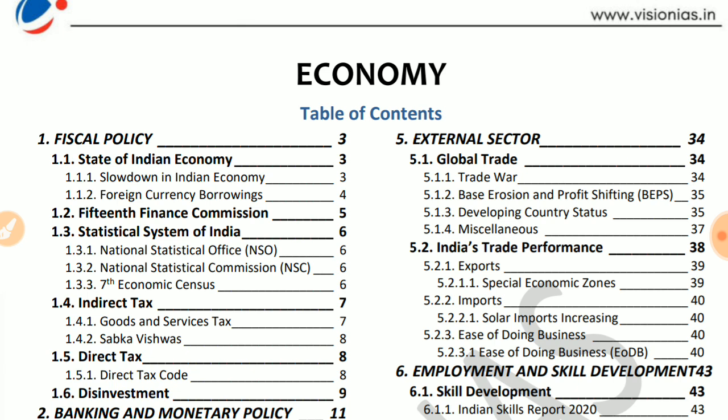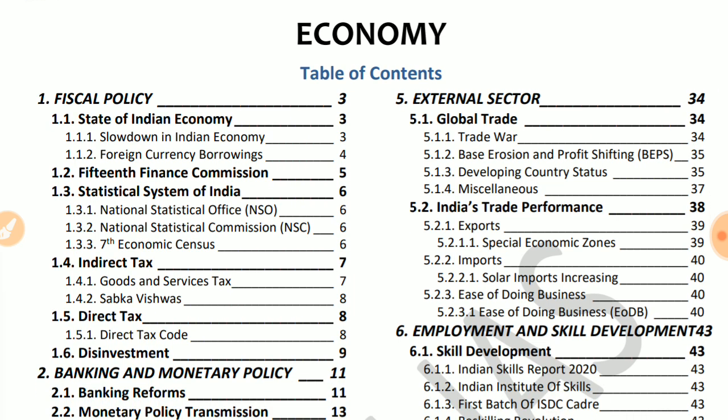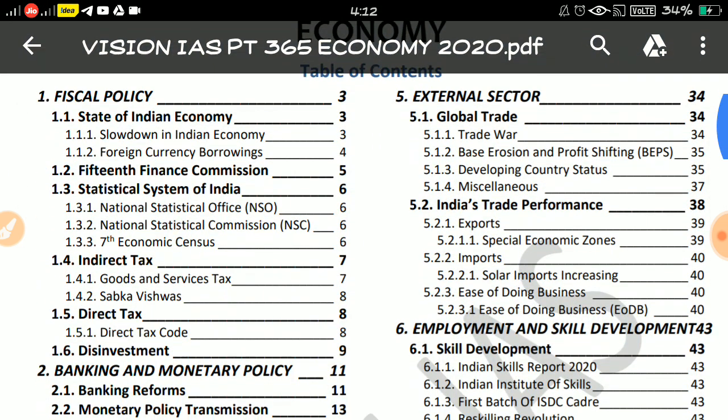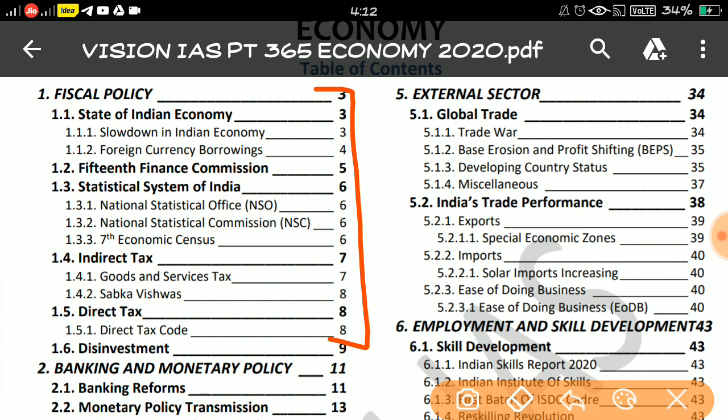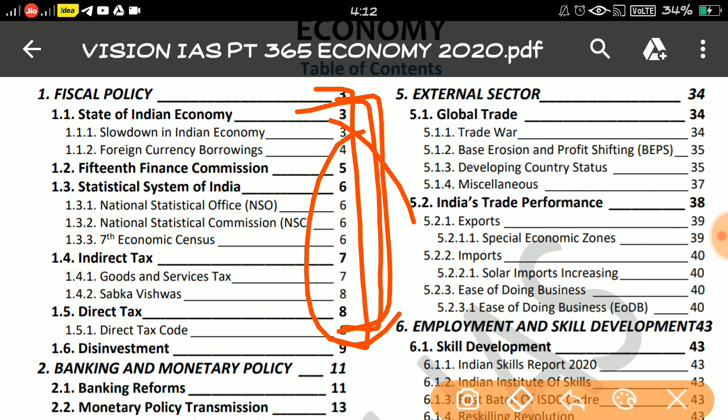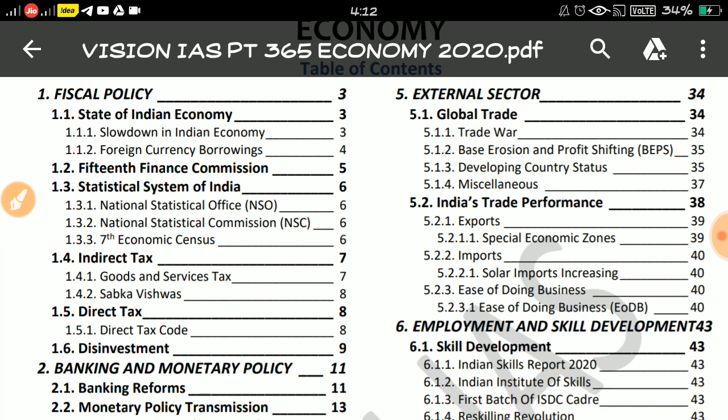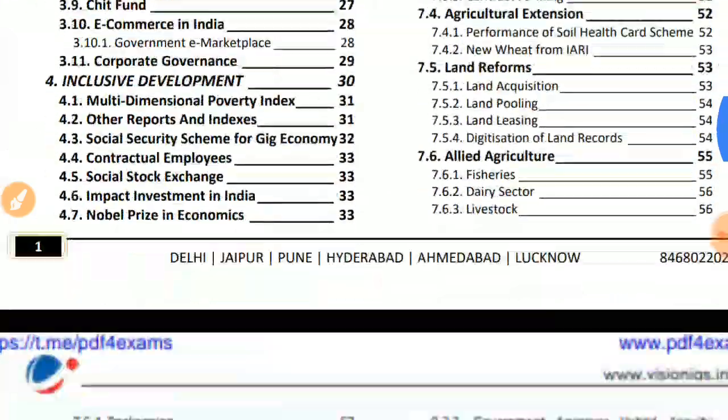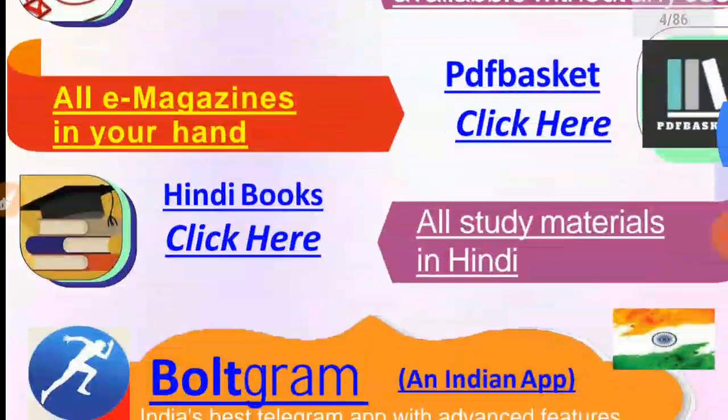Here, as usual, we are going to talk about things from the perspective of the index itself. In this lesson, I will try my level best to cover the first unit of your Vision IAS PT 365 of Indian economy, and this is all about fiscal policy. Around 8 pages we are going to cover in this part 1 of Vision IAS PT 365 economy.